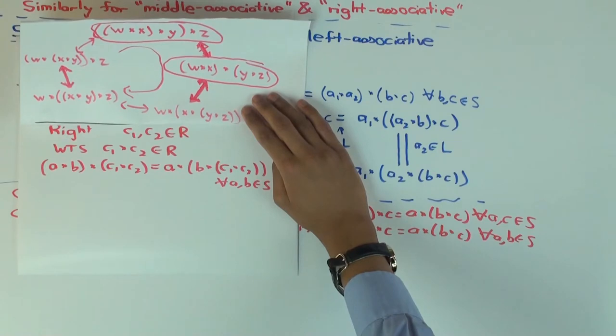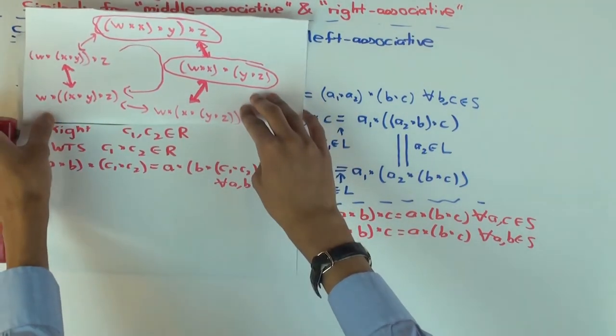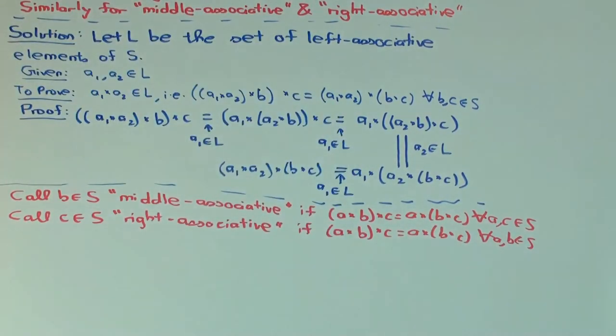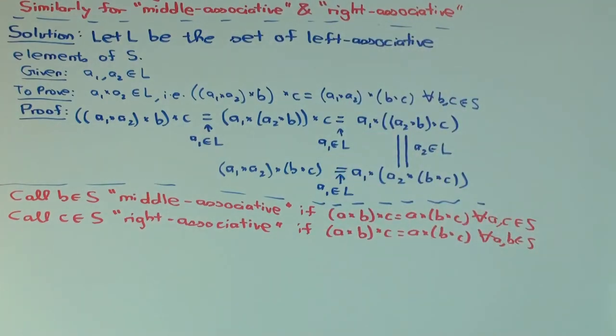C1 or C2? C2. You'll use, how many times will you use C2? Three. And how many times will you use C1? One. Okay, good. So you already know how the proof will look before you've written it out. Okay, great. So we've shown... We haven't actually shown middle associative and associative, but we know how to do it. We have the outline. Okay, now a couple more things.